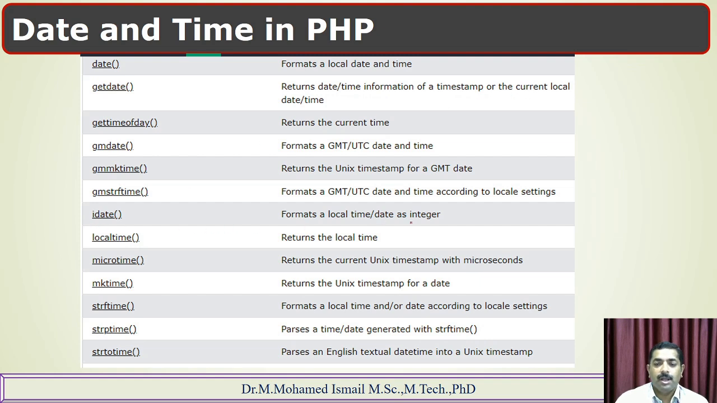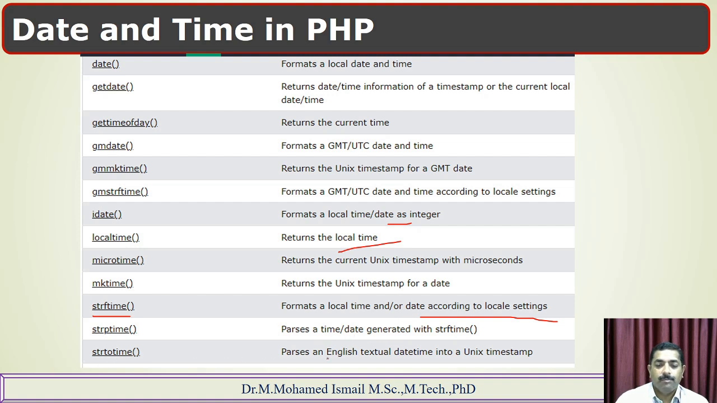idate formats a local time or date as an integer. localtime returns the local time, and microtime returns the current Unix timestamp, that is, since January 1, 1970, how much time has elapsed. mktime returns the Unix timestamp for a date. strftime formats a local time and/or date according to local settings, whatever the PC settings, it will give. strptime parses a time or date generated with strftime. So whatever the format it will give, it parses the time.